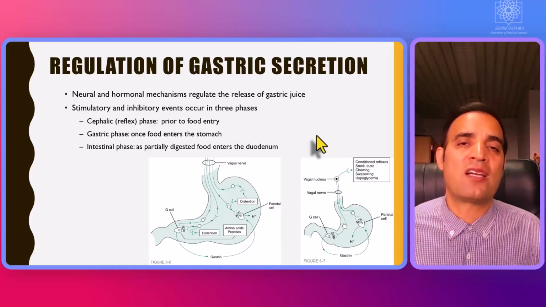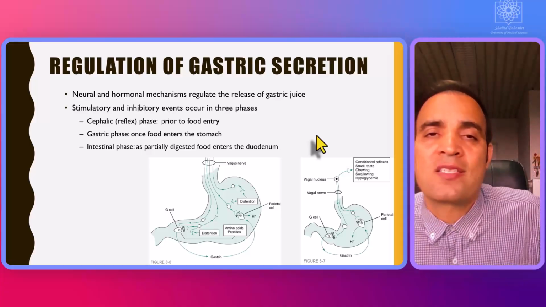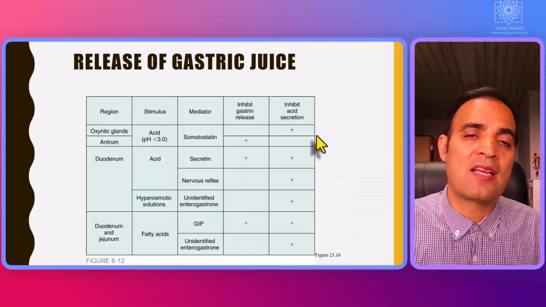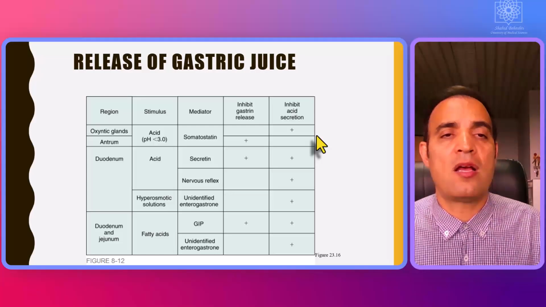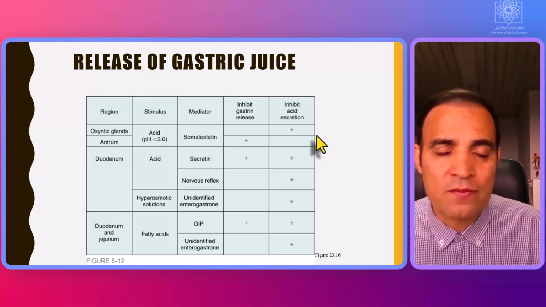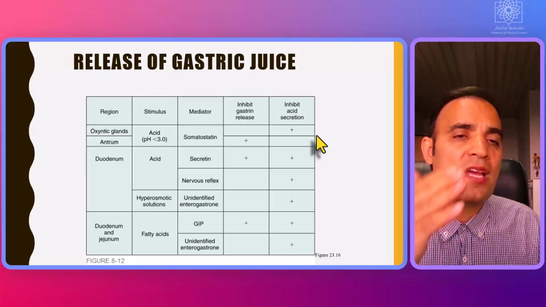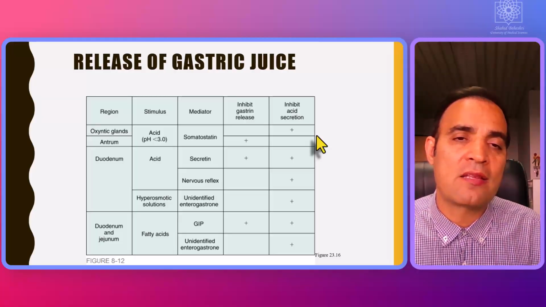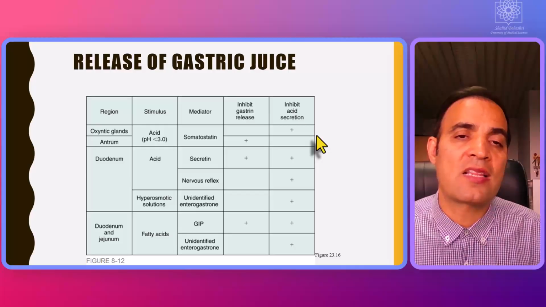Therefore, collectively, I can say that regulation of gastric secretion takes place in three phases: cephalic, gastric, and intestinal. This table shows different areas, different regions of the stomach, and you can see the different stimulants.